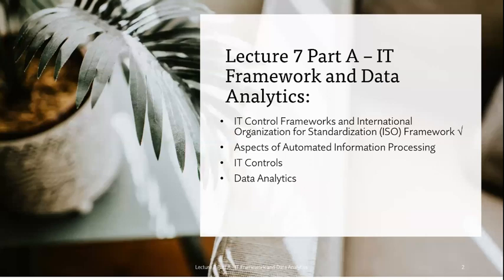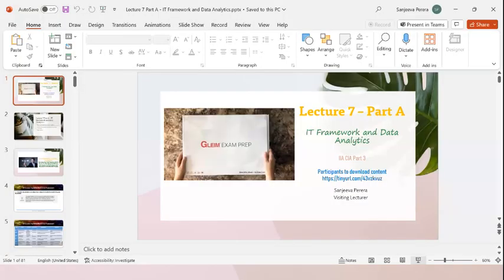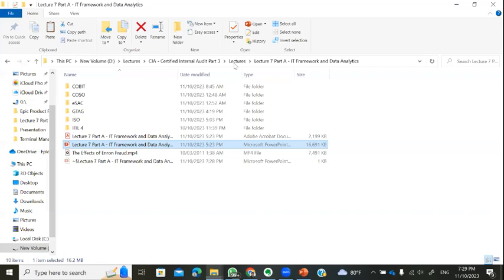So we are going to look at IT control frameworks and international organization for standardization, ISO framework. So first, today, the whole objective is to look at the IT control frameworks. And probably next week, as the lecture 7 part, we will look at aspect of automating information processing, IT controls, and data analytics. Okay. So before that, I forgot to tell you that we were talking about software licensing model last time, last lecture.